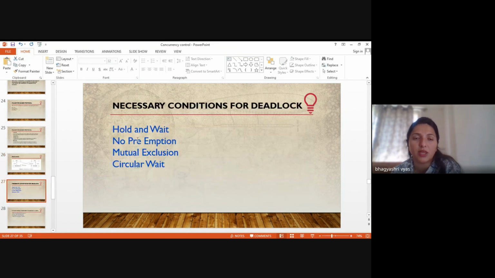Now these are the necessary conditions for the deadlock. Okay, we know that the rollback and not committing in the database is the deadlock, but these are the four names given by the authorities. So we need to read it: hold and wait, no preemption, mutual exclusion, and circular wait. These are the necessary conditions. They can ask you what are the necessary conditions for the deadlock. So these are the four conditions for the deadlocks.